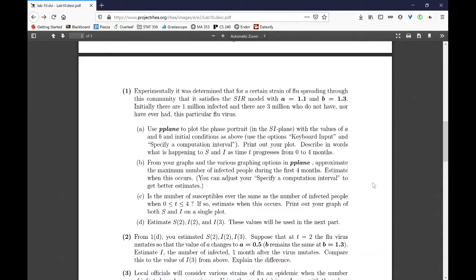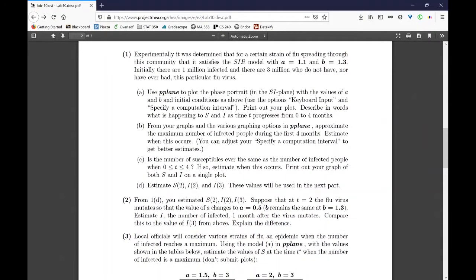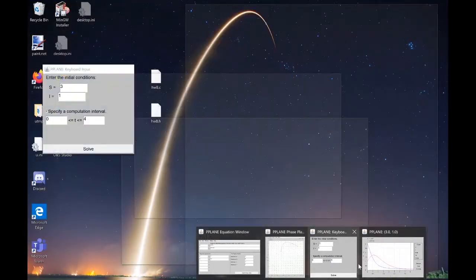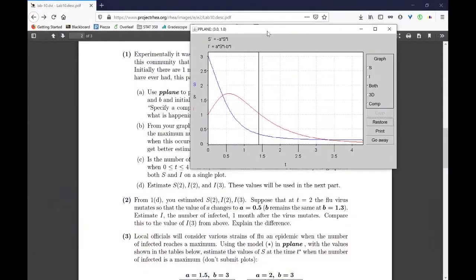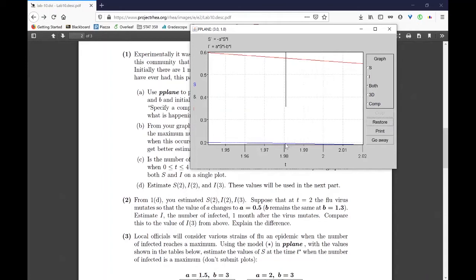Now, for part D, estimate S of 2, I of 2, and I of 3. These values will be used in the next part. So again, we can go back here. So we want to estimate S of 2 and I of 2. So here, let's just crop it around time equals 2 months. And find that S of 2 is about 0.2, maybe like 0.19 maybe. And here we see that I of 2 is about 0.55, I guess, maybe 0.56 probably.